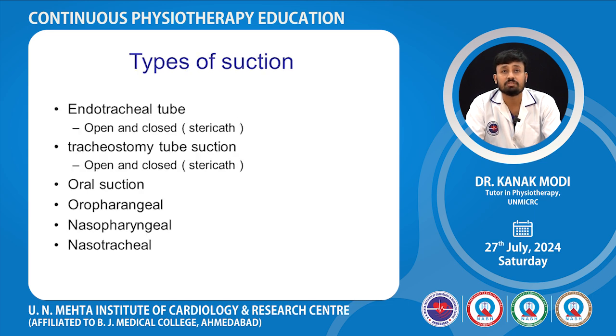What are the types of suction? There are mainly 6 types of suction. First one is endotracheal tube, open and closed. Closed one is done by suction catheter. Second one is tracheostomy tube suction, open and closed, then oral suction, oropharyngeal, nasopharyngeal, and the last one is nasotracheal.